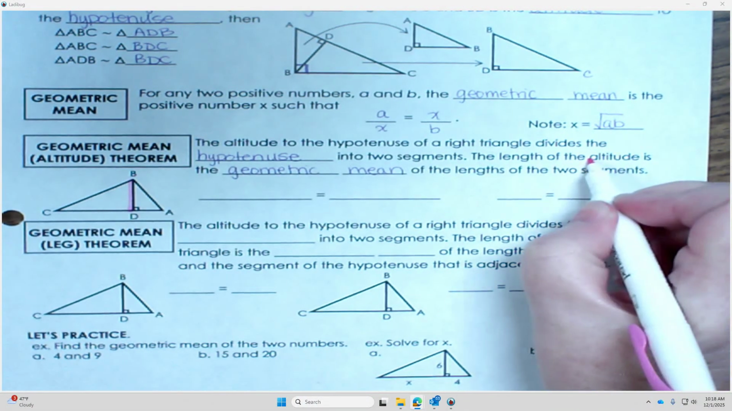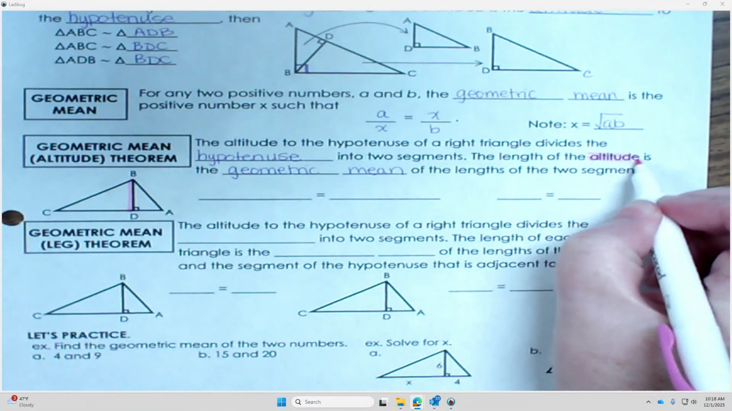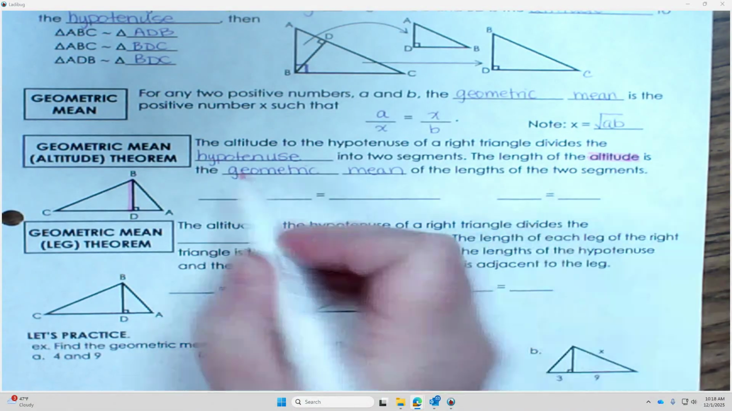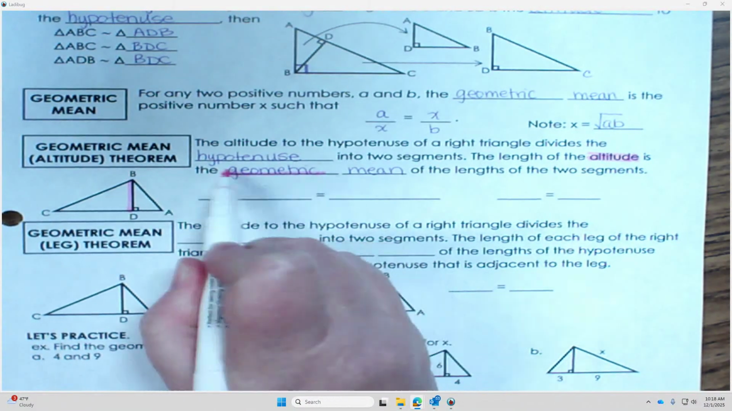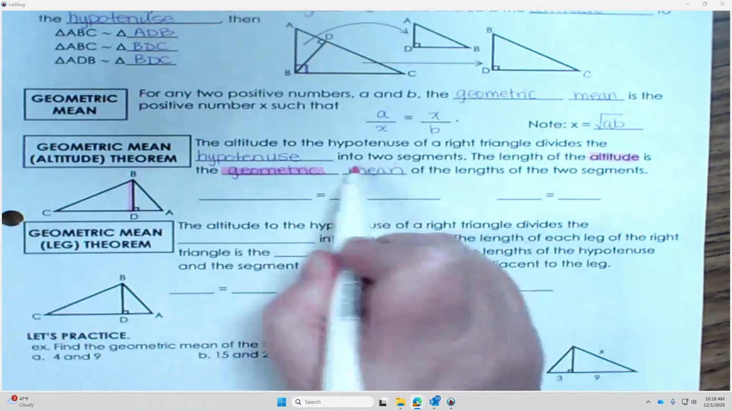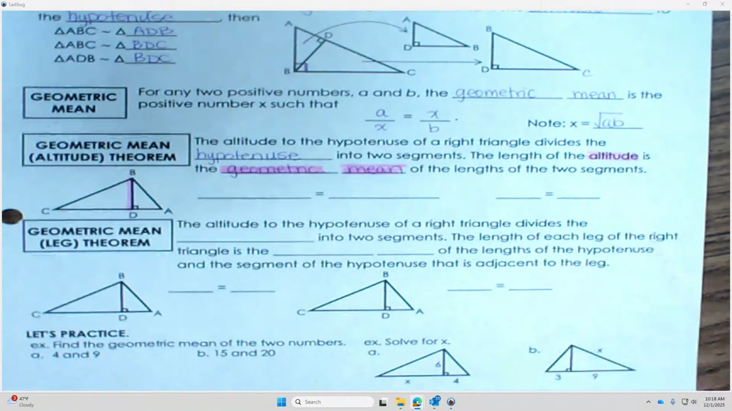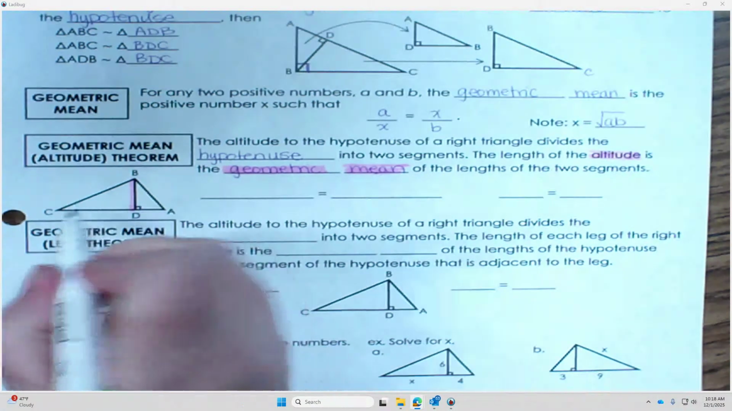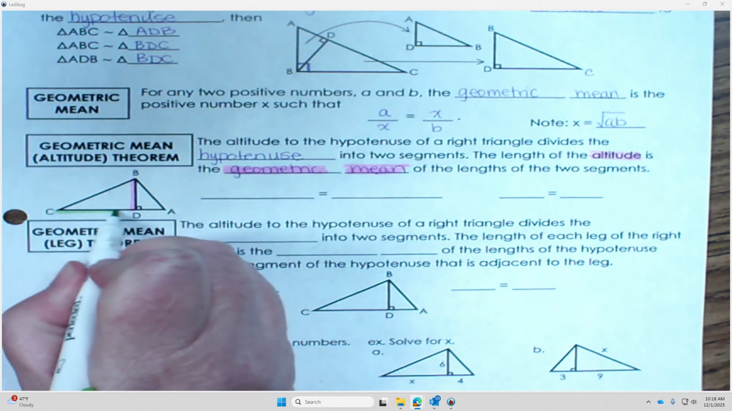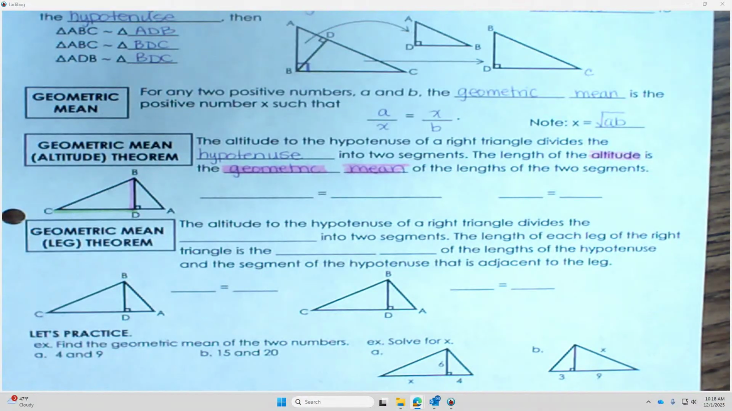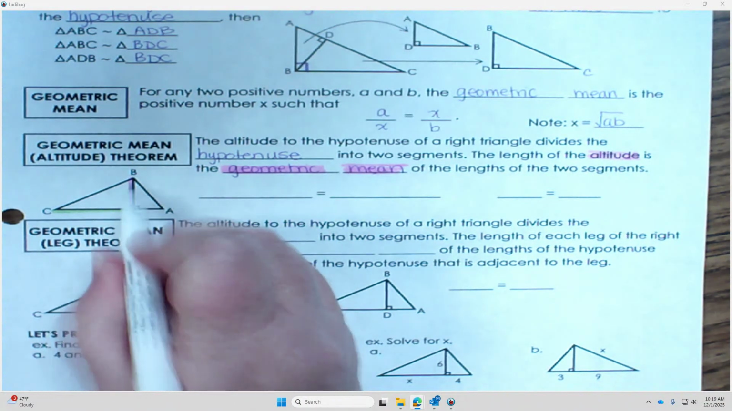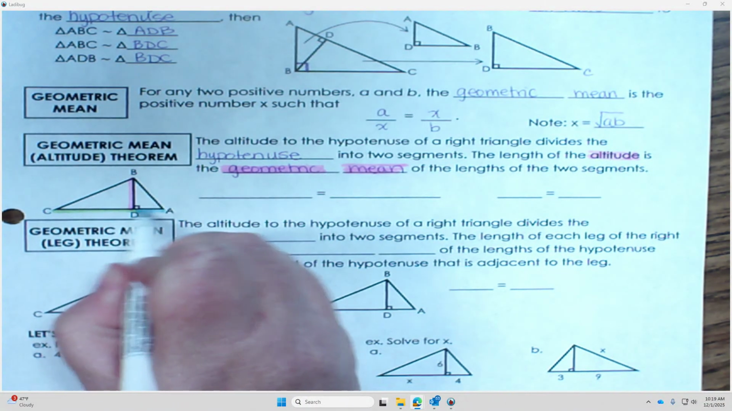Okay, so my altitude I'm going to make pink. My altitude is the geometric mean. So I put that in the position of my formula up here for geometric mean. My altitude is pink, and then I'm going to break my hypotenuse into 2 segments. There's the segment that's on the left of the altitude and the segment on the right of the altitude.